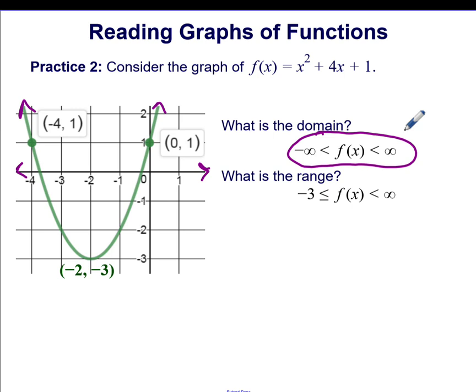Now let's turn our attention to the range. The lowest value of the range occurs right here when y, or f of x, is equal to negative 3. Now from this point it goes up to infinity. So we would say that the range has the lowest value of negative 3, and we can include that. So you notice it says less than or equal to. So we have negative 3 is less than or equal to f of x, which is less than infinity.